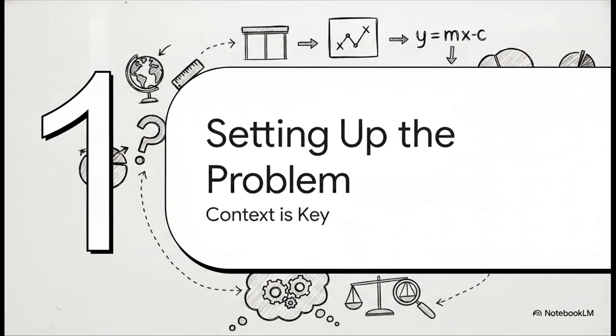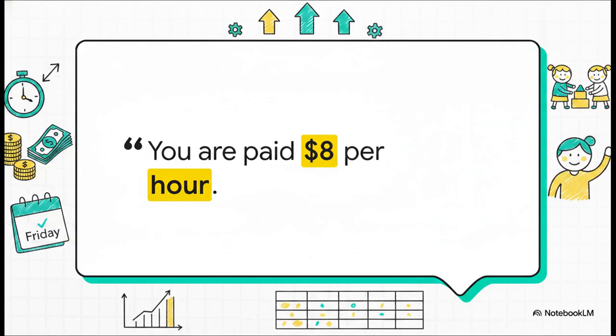Let's ground our math right in reality. To kick things off, we're using a perfect real-world scenario from our source materials. Imagine you've been hired by your neighbors to babysit their kids on a Friday night, and you're being paid exactly $8 per hour. Now, hopefully the kids are little angels, because otherwise you should definitely be asking for a raise. But for now, this is our baseline.